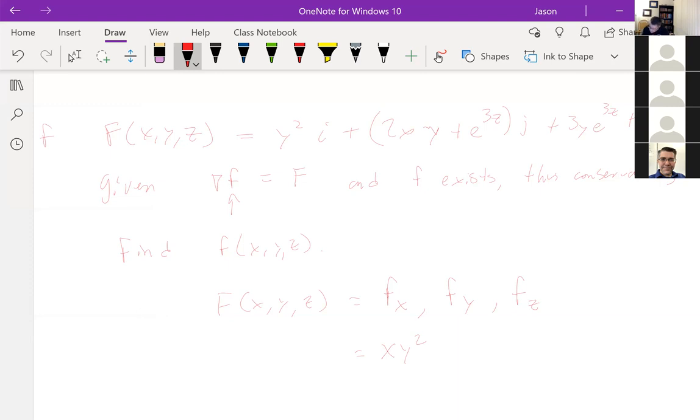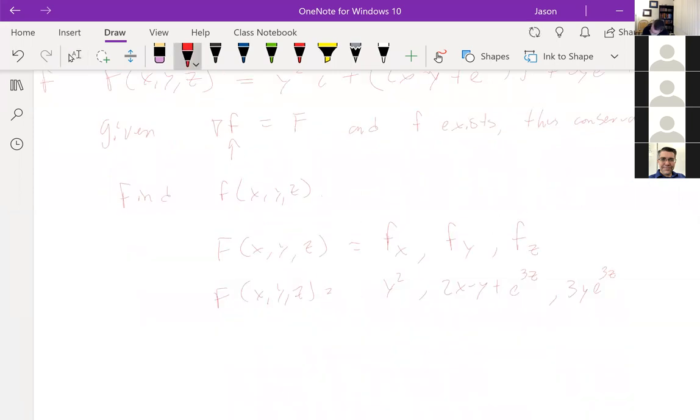Okay, if I were to integrate this guy, let me write the original right below it so we're not confused. So this is f(x, y, z) = ⟨y², 2x − y + e^(3z), 3y e^(3z)⟩. Okay, nice.